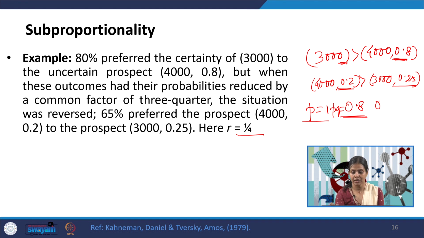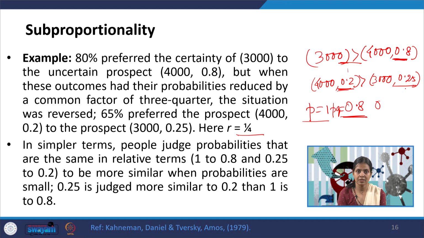Ideally, in both cases, we are actually having a ratio of 1/4. This is also 1/4, this is also 1/4. In simpler terms, people judge probabilities that are the same in relative terms, like 1 to 0.8 and 0.25 to 0.2, to be more similar when probabilities are small. So, 0.25 is judged more similar to 0.2 than 1 is to 0.8.